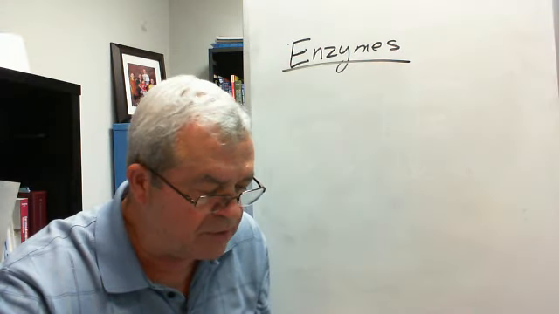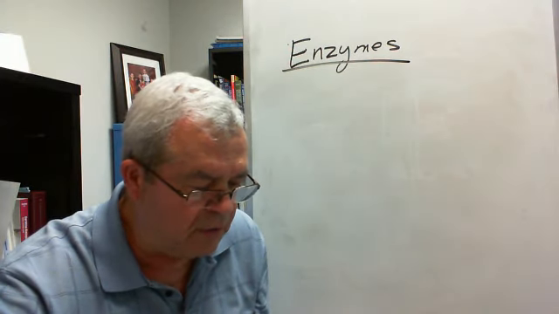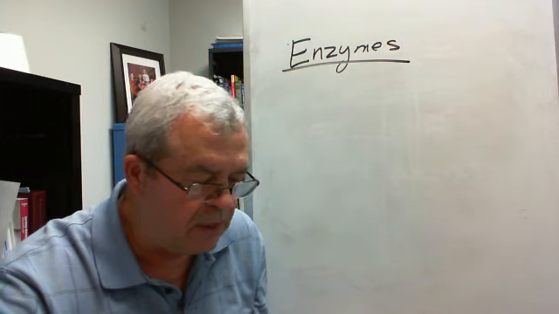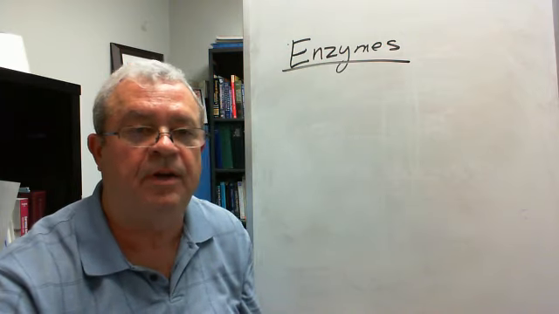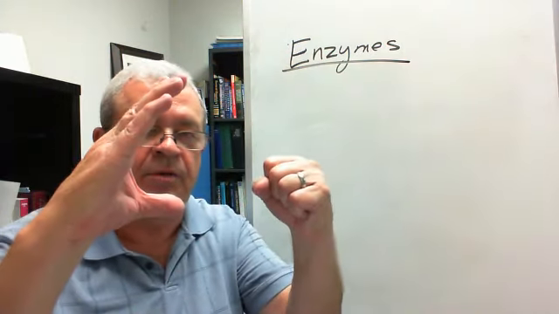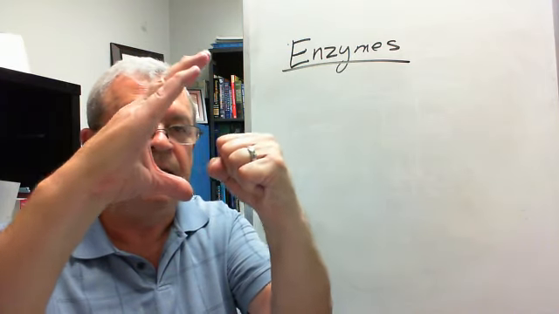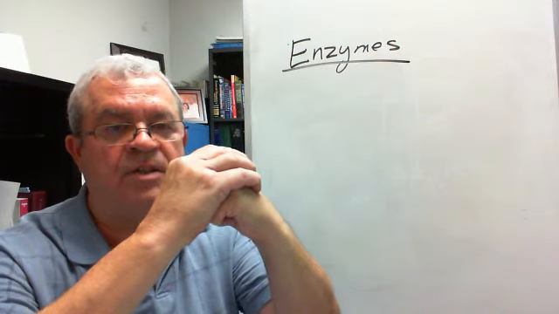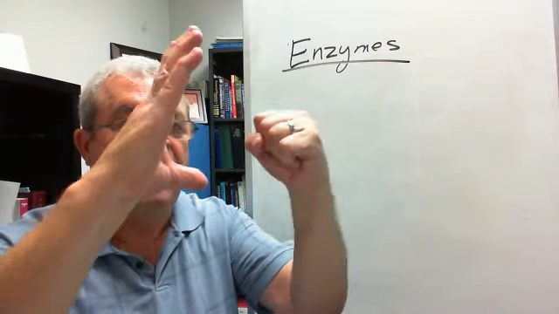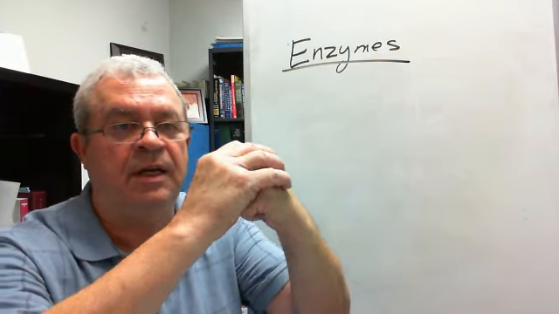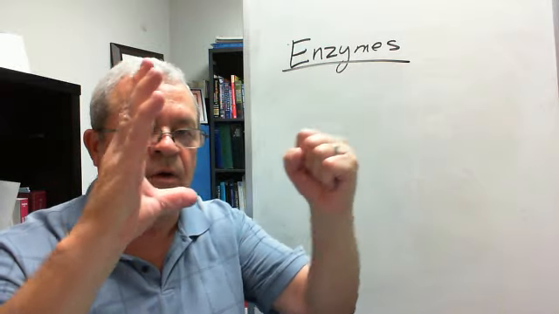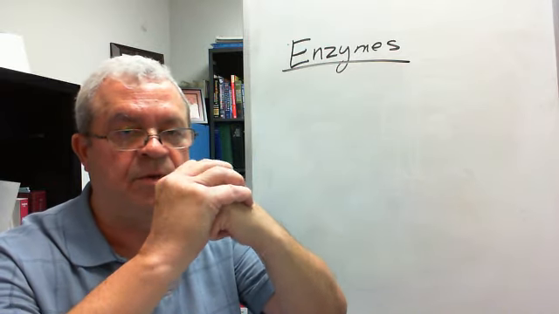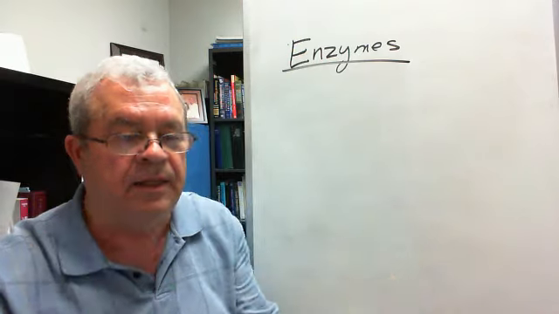Now, question number 3 is another review question. In general terms, how does an enzyme perform its function? Well, again, we've been over this many times, but simply the active site closes over the substrate, changes it some way, lets it go.